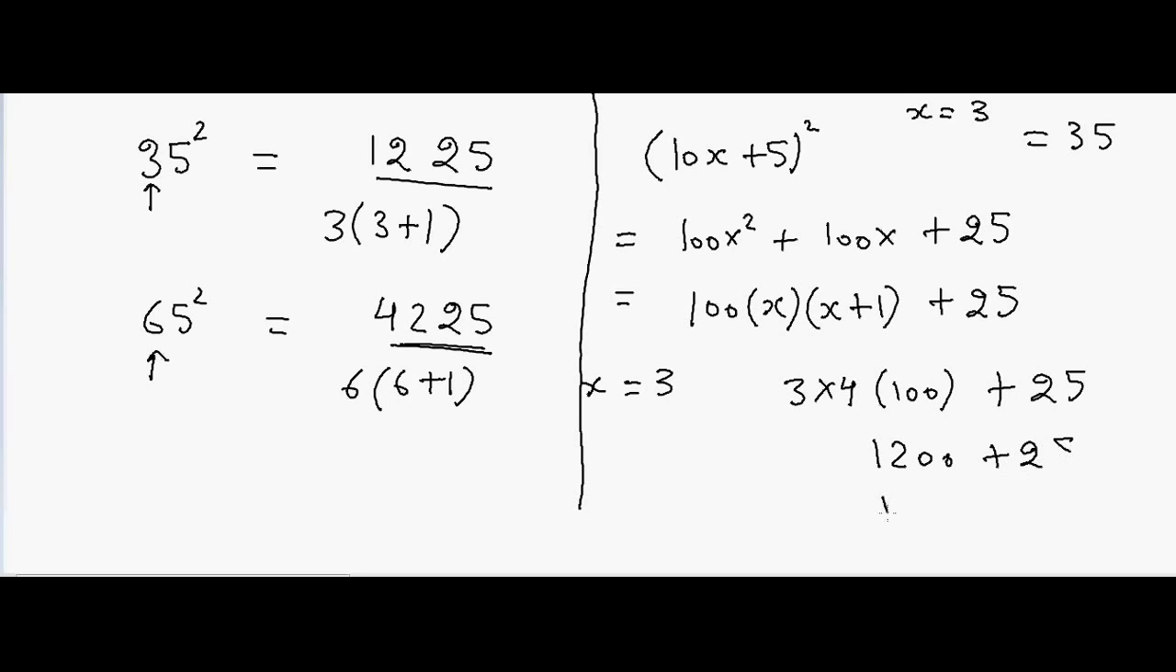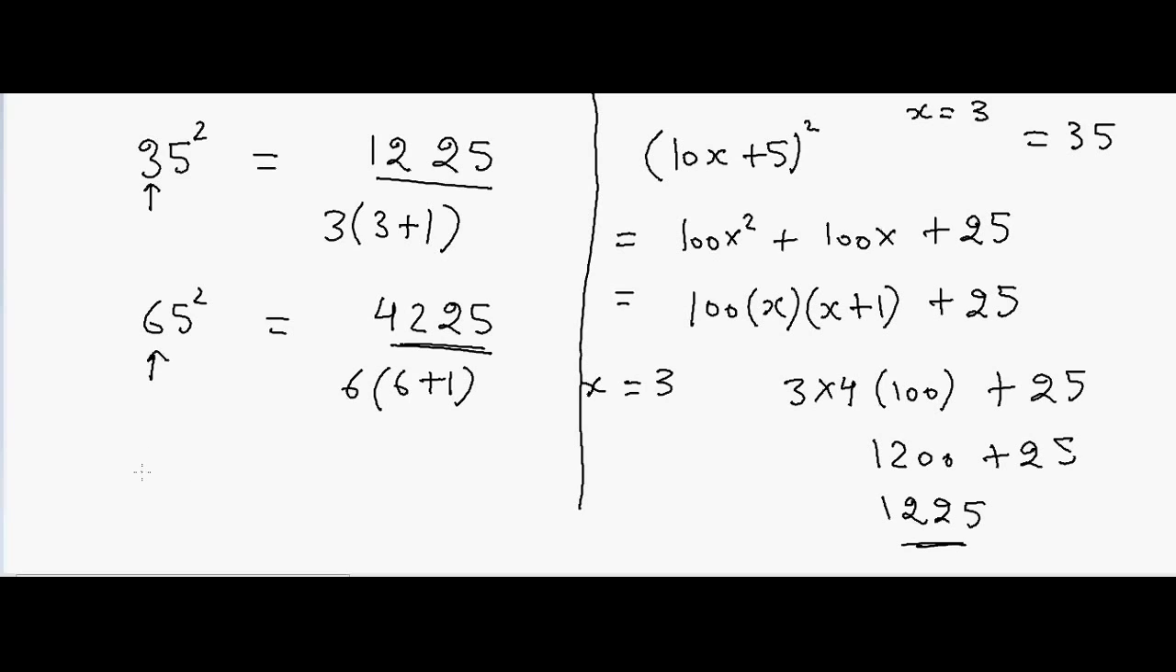So we'll get 1225. So this is how this trick works. So basically we are adding 1 to the first digit, multiplying it with the first digit, multiplying by 100 and then adding 25 in the end.